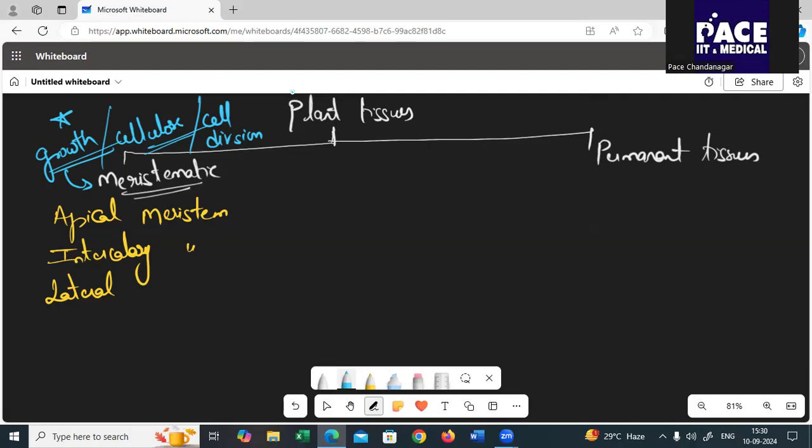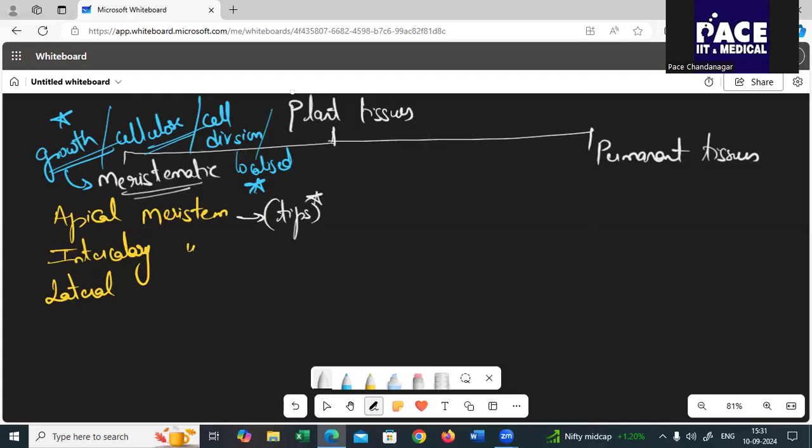And they are localized in certain regions. When I say localized, I am talking about these three things here, which are types of it: apical meristematism, then intercalary and lateral. Apical is nothing but, it is present in just the tips. And what are those tips?